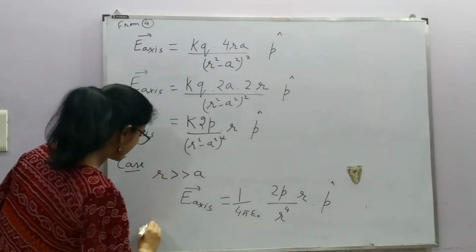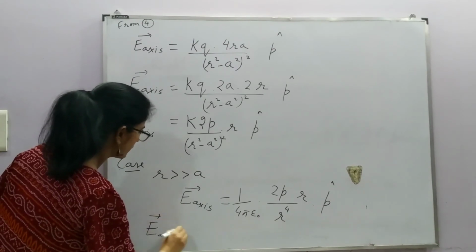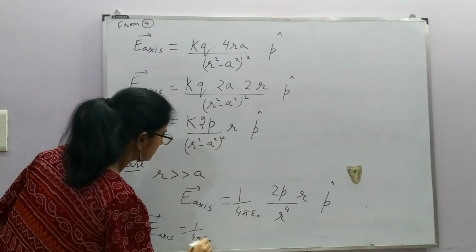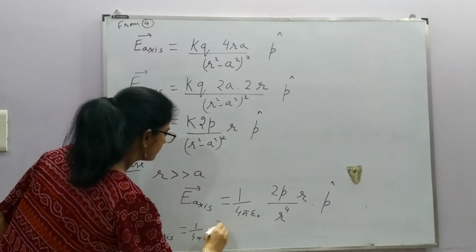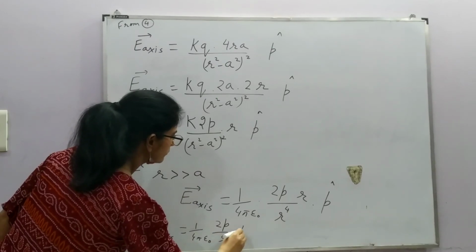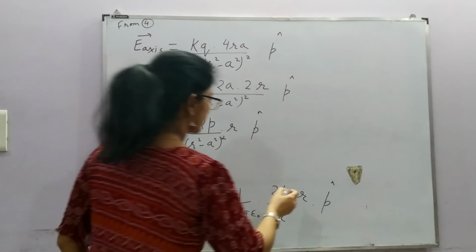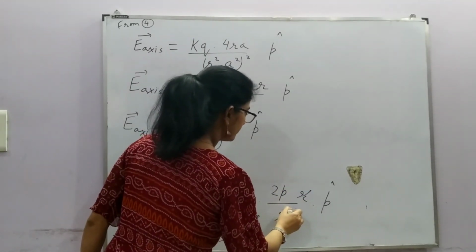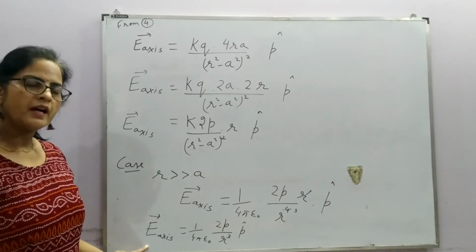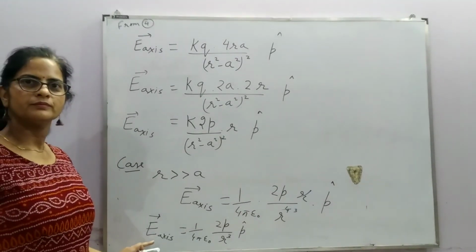So in the last step, we can write down this E axis is equal to 1 by 4 pi epsilon naught, 2P upon R cube into P cap. So this is because this is cancelled, and the formula for the electric field due to a dipole at an axial point is this one. Thank you.